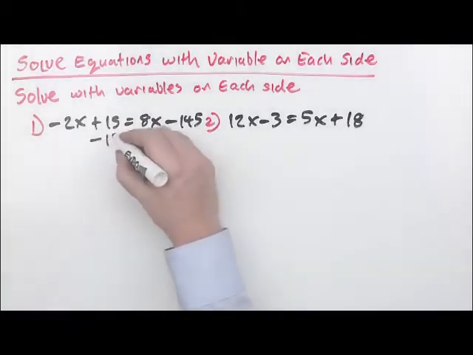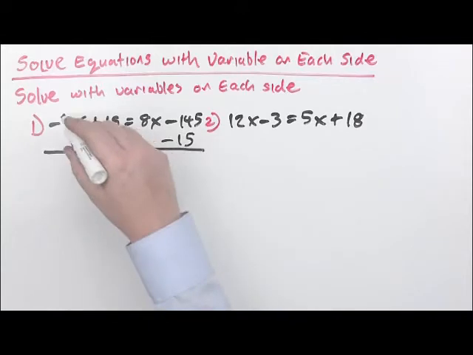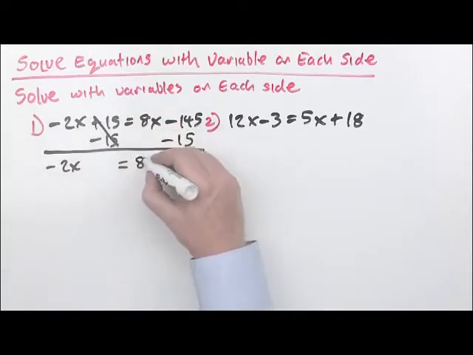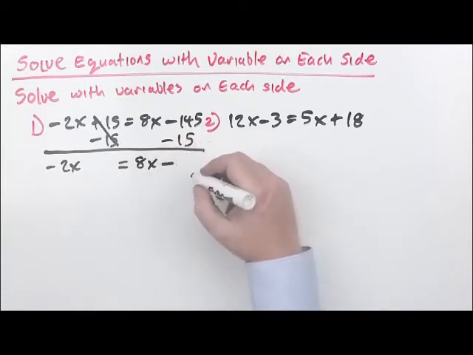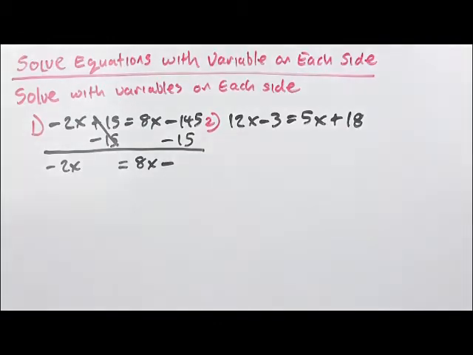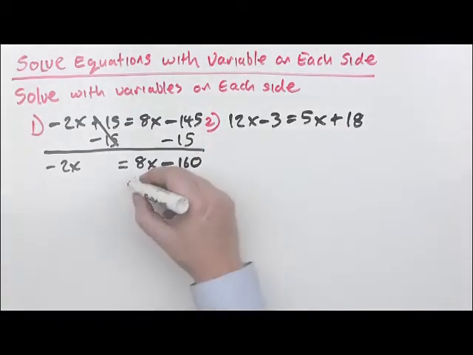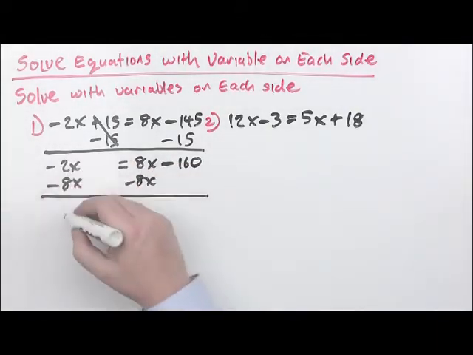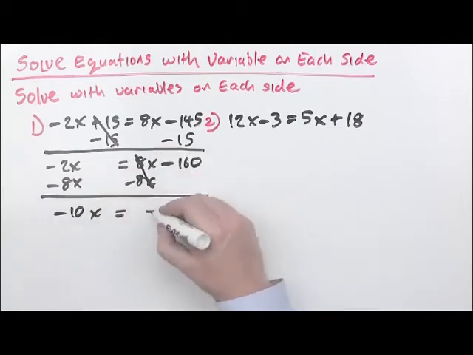I always want to get the variables and constants on opposite sides, so I subtract 15 here to get rid of that constant, 8x minus, so that would be negative 160. It doesn't matter what order I do it, but as you can see in this one, I'm ending up with all negatives, which makes it a little bit harder for some people. So I'm going to get negative 10x is equal to negative 160, divided by negative 10.